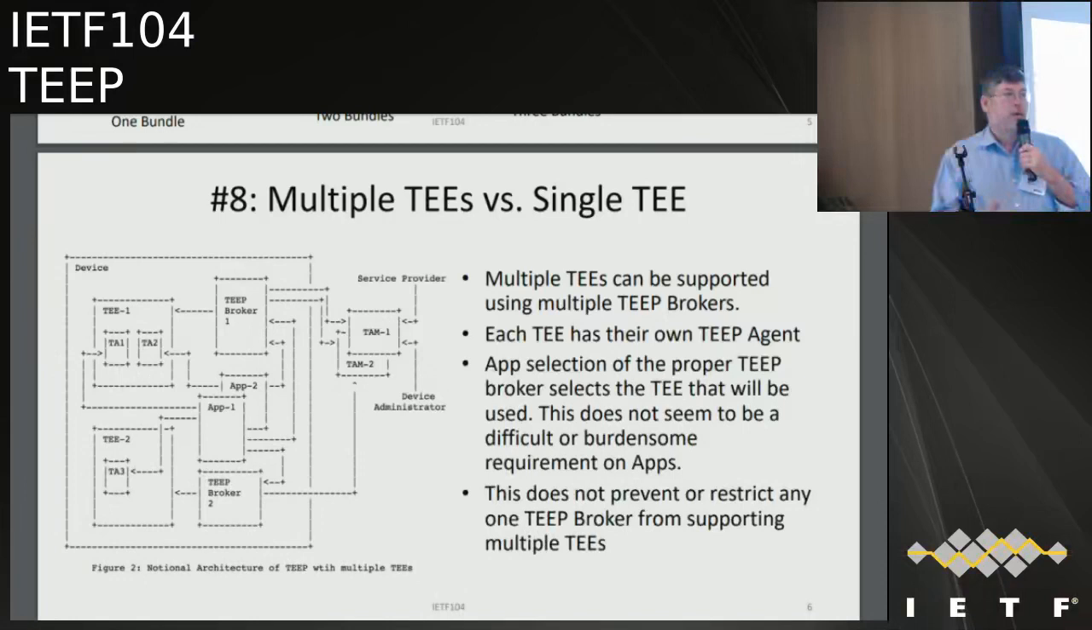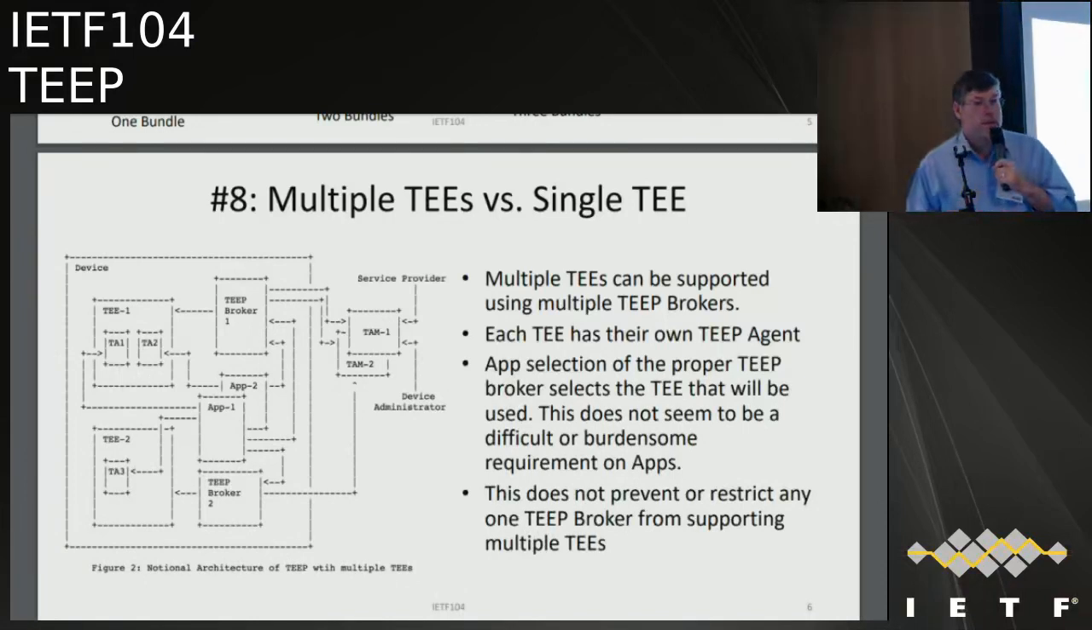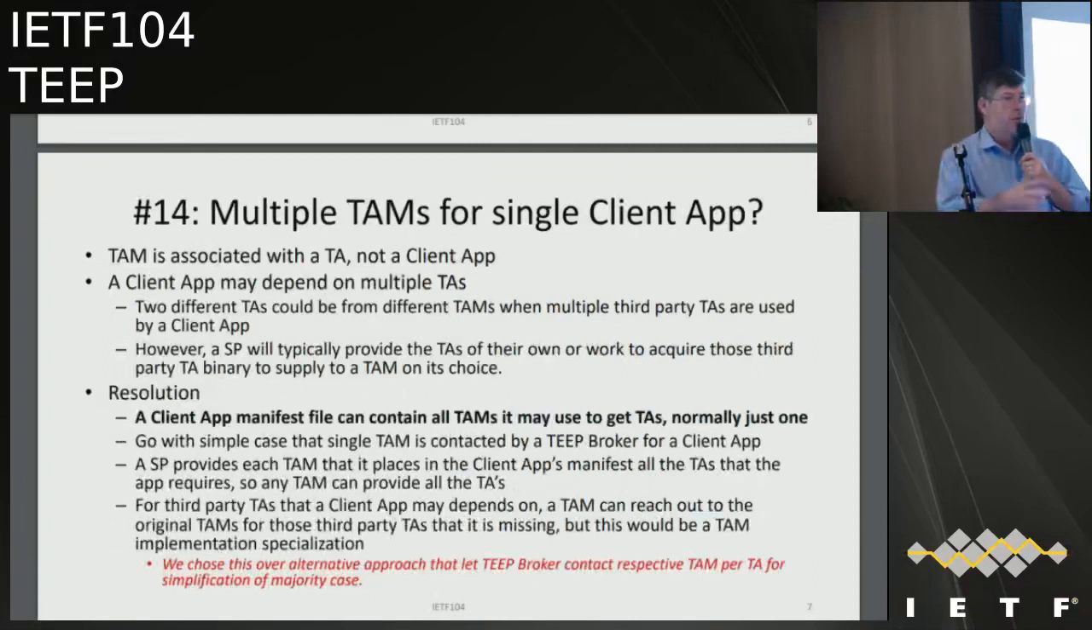Then the other concept that some questions came up about: what about multiple TAMs? How does this work with the TAM? The client app has an application. It might have multiple TAs that it wants to install. Does it have to go to different TAMs to get those TAs? That makes sense at one level, but let's take a step back. We added some text in the architecture document to explain this, right?